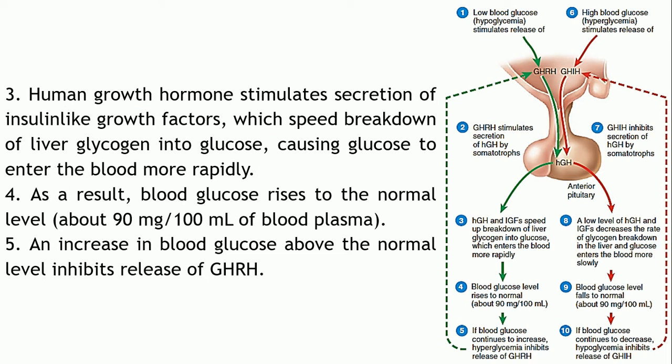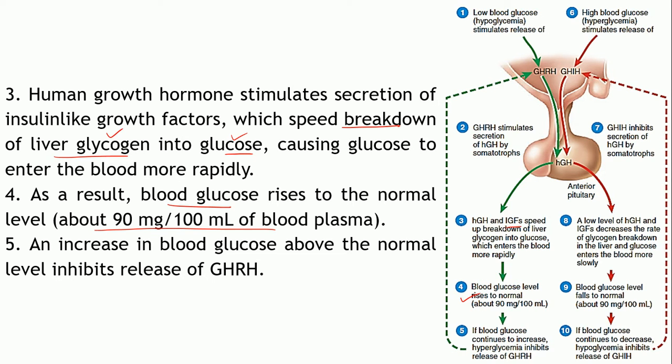Now, this human growth hormone will in turn cause the secretion of insulin like growth factors. So, this will speed up the breakdown of liver glycogen into glucose. Glycogen, which is the stored form of glucose, correct? So, this will be broken down. As a result of this, the glucose molecules will be released into the blood, and the blood glucose level will rise to the normal level, that is around 90 milligrams per 100 ml of plasma. So, it will cause a rise in the blood glucose level.